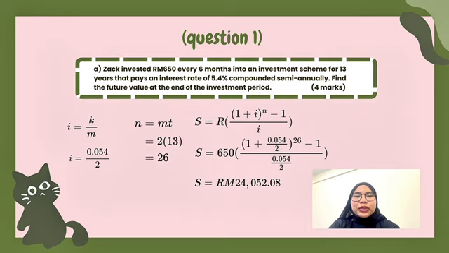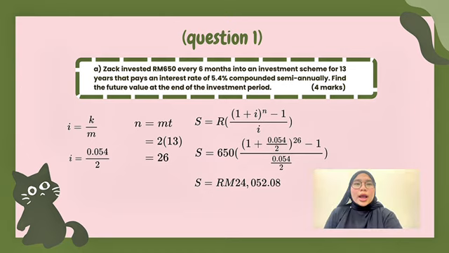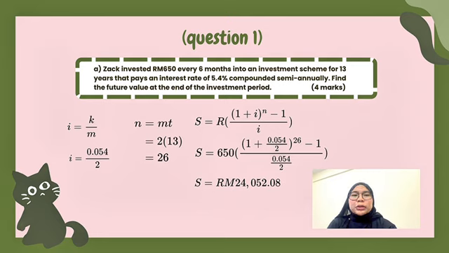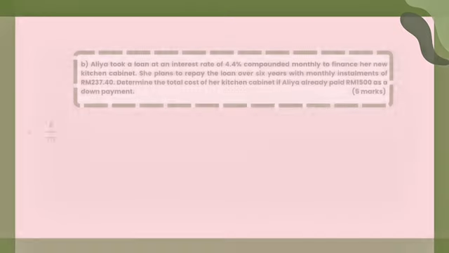Now I use the future value of an annuity formula, which is S equals to R bracket 1 plus I power of N minus 1 over I bracket. Substitute the value into the formula, which is R is 650, I is 0.054 over 2, and N is 26. After calculating, the total amount Z we have at the end of the 13 years investment period is 24,052.08 ringgit.